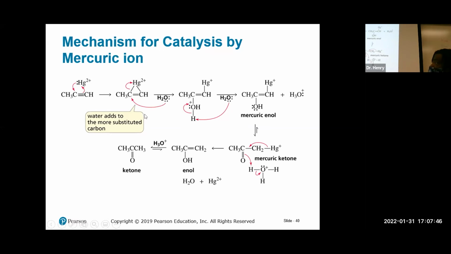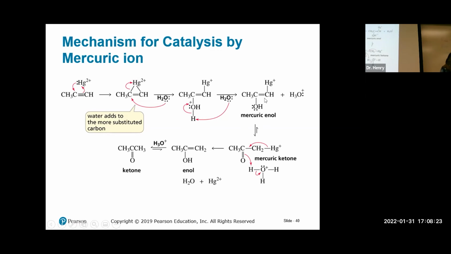So then water is going to come along and donate its electrons to the carbon. So then we're going to get the OH here. Then another water molecule is going to come along. It's going to interact with the hydrogen. The hydrogen is going to transfer its electrons to the OH. So then we end up with the hydroxyl group over here, on the secondary carbon.